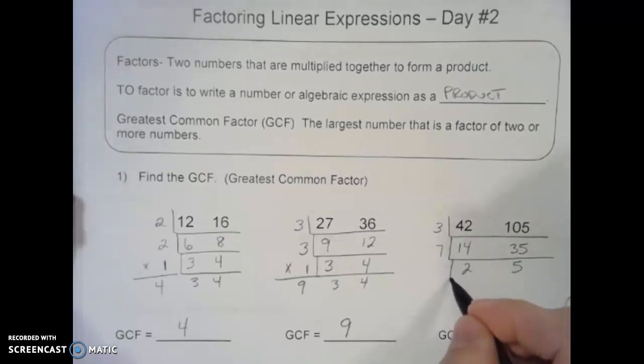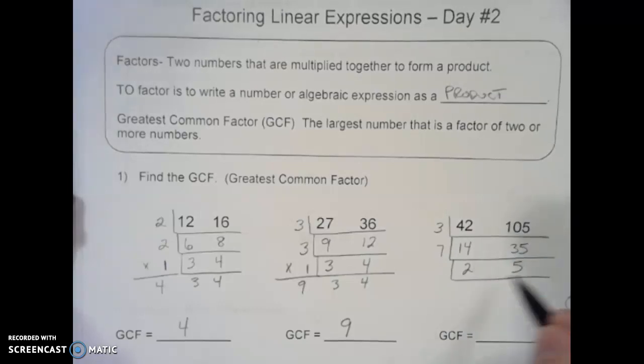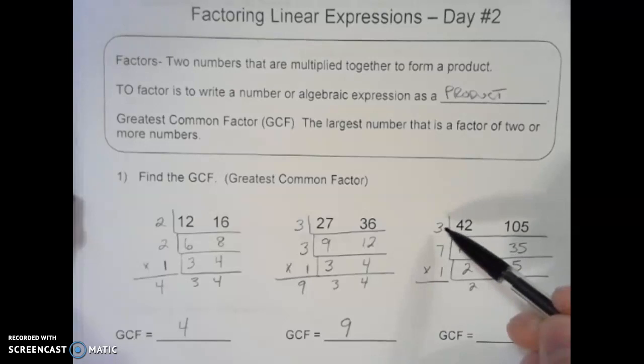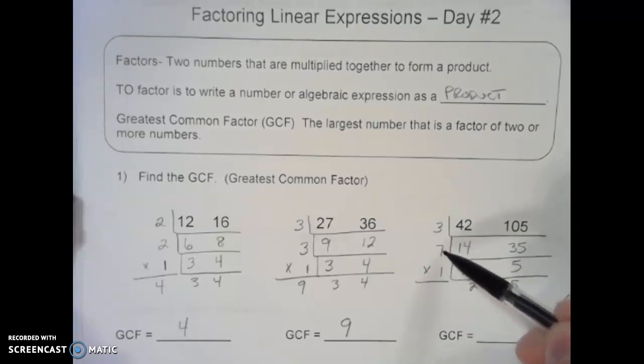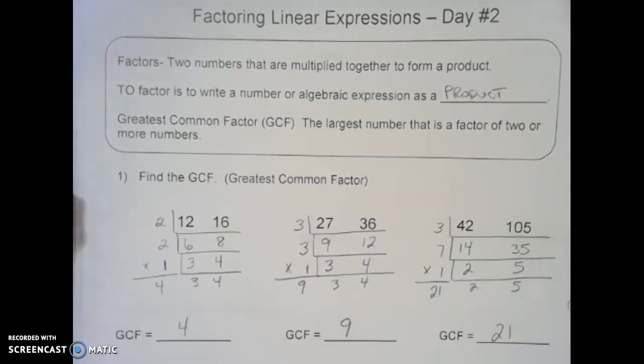And now I'll repeat the process for 2 and for 5. And the only factor that 2 and 5 have in common is 1. So I know that I found all the common factors. So if I multiply these numbers, that's going to give me the GCF. 3 times 7 is 21 times 1 is 21. And that is going to be the greatest common factor.